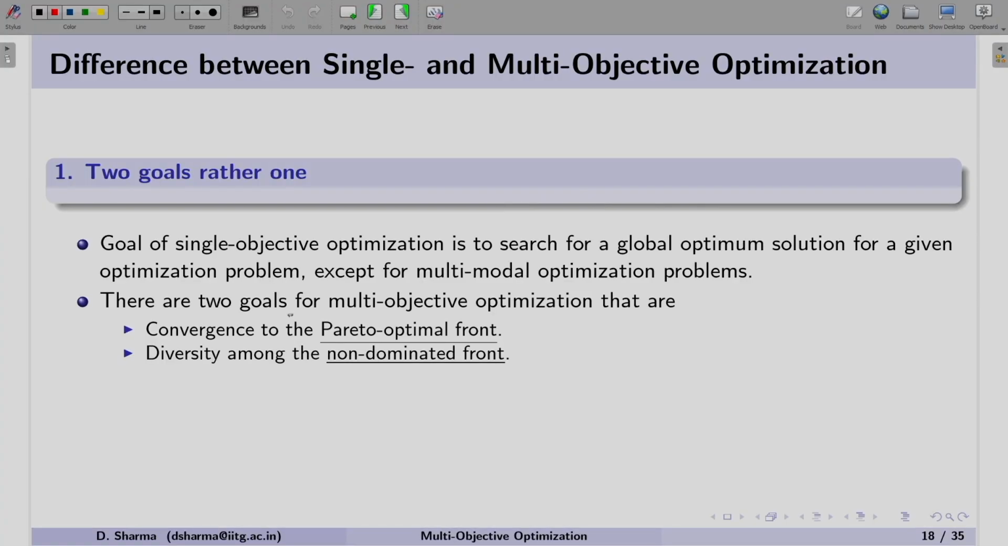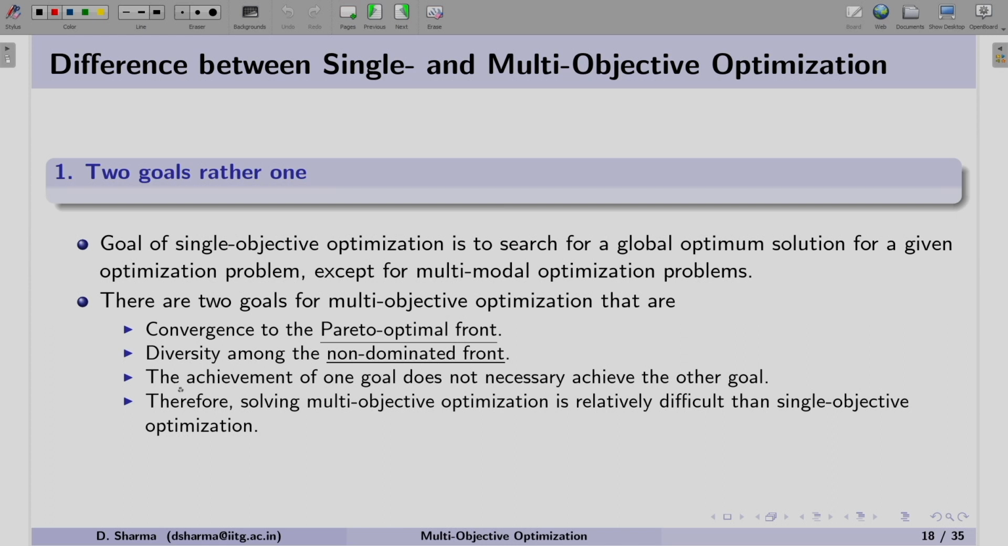However, if we talk about multi-objective optimization, there are two goals. As we discussed in the previous slides, the first goal is the convergence to the Pareto optimal front, and there should be a diversity among the solutions.